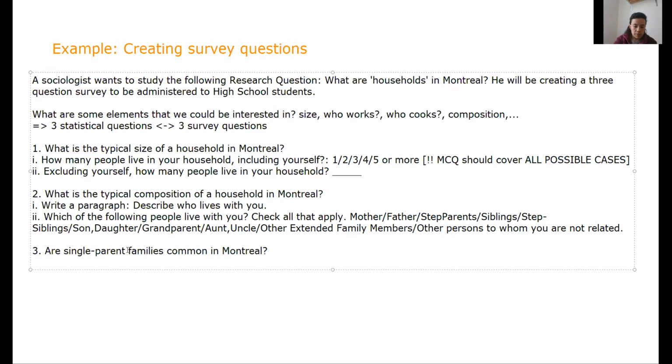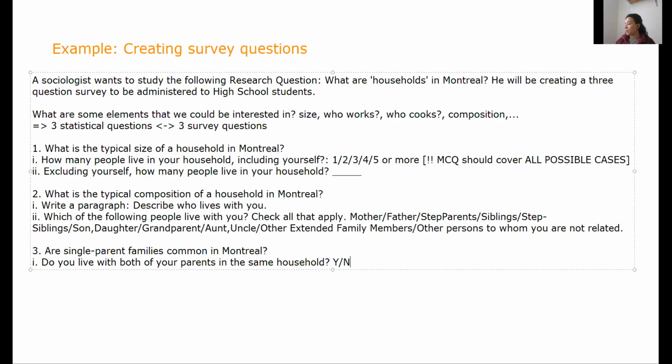So one possibility over here is a yes or no question, which would be, do you live with both of your parents in the same household? Right, so this would be a yes or no question. And it is an option in order to determine whether single parent families are common in Montreal, but it's a little bit off target, right?